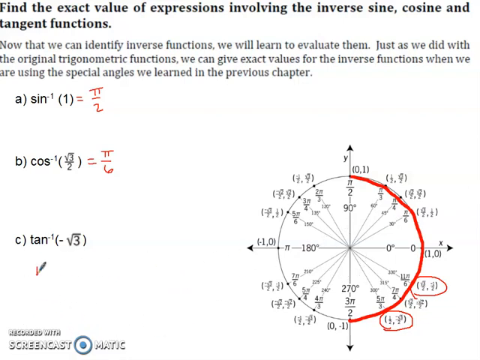My first angle at 11 pi over 6. My y value is negative 1/2, and my x value is positive square root 3 over 2.